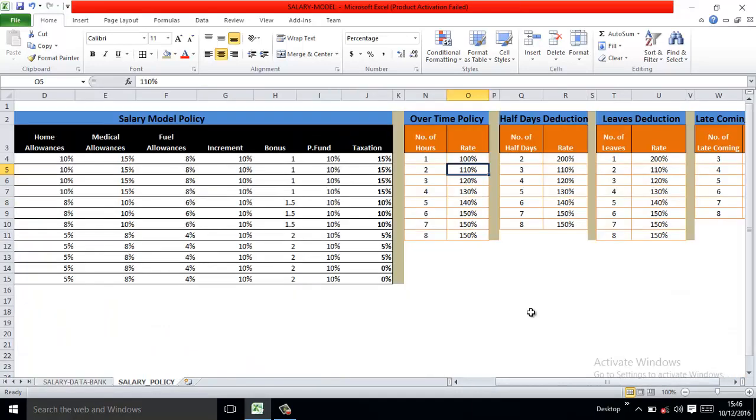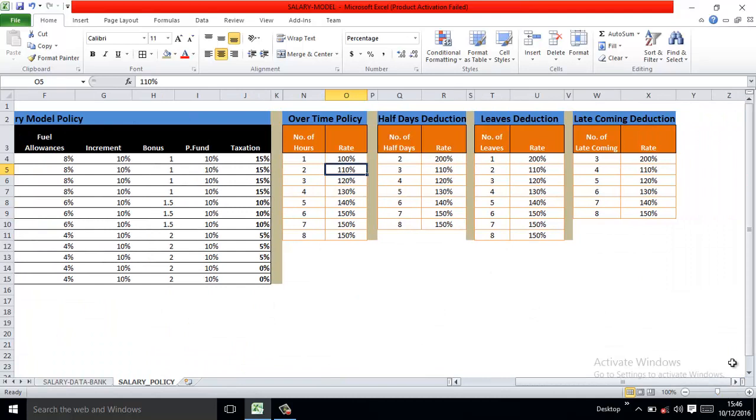So in the leave deduction table, we have a policy that if an employee avails 1 day leave without informing, we will deduct 100% of their basic salary of a day. If 2 days, then 10% additional. If 3 days, 20% additional. If 4 days, 30, 40 and 50% additional respectively.